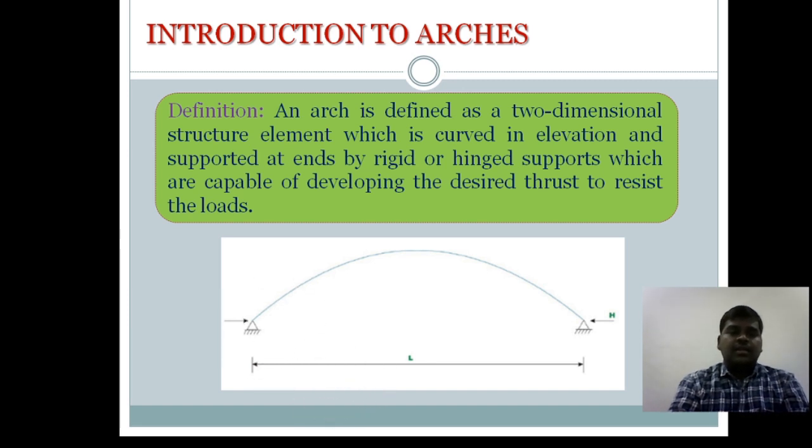So here in this figure, the figure is called an arch. Here we have one end and here we have one more end. These two ends are also called springings in the terminology of arch. So by using any two springings, if a curved structural element is built, then that is called an arch, which can resist the loads.